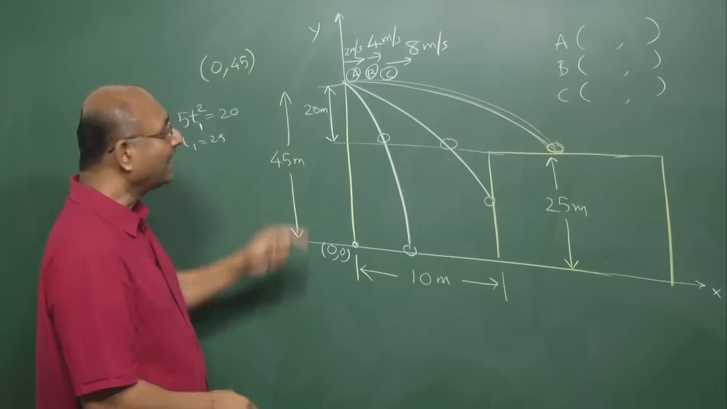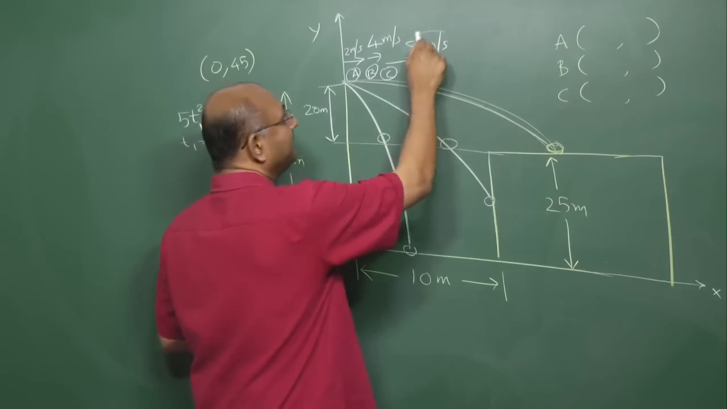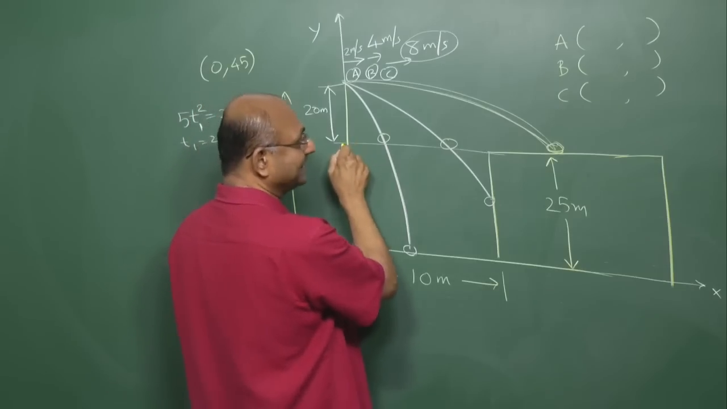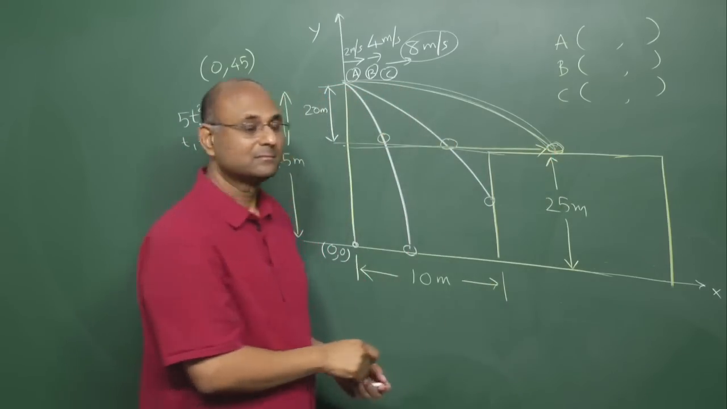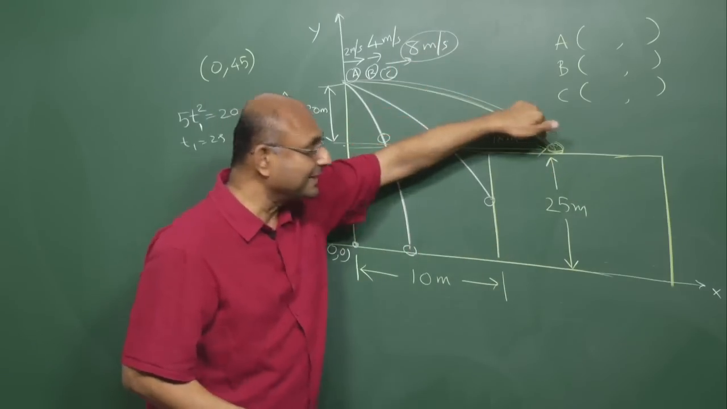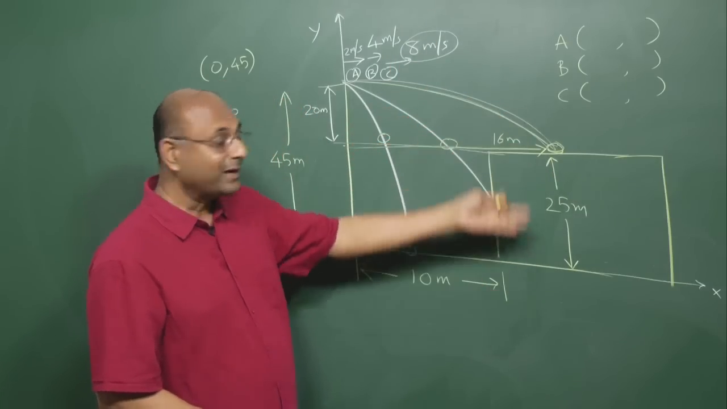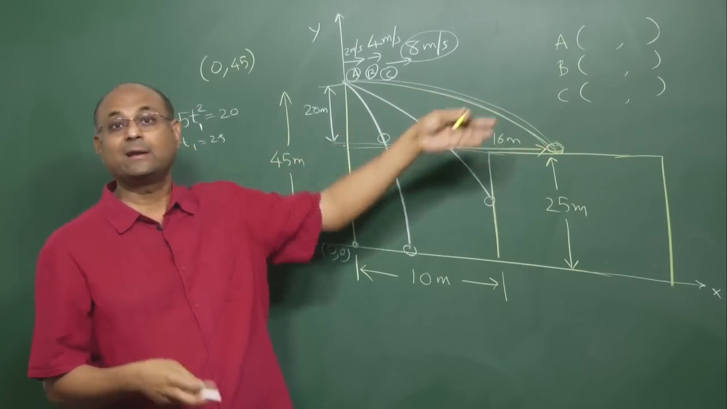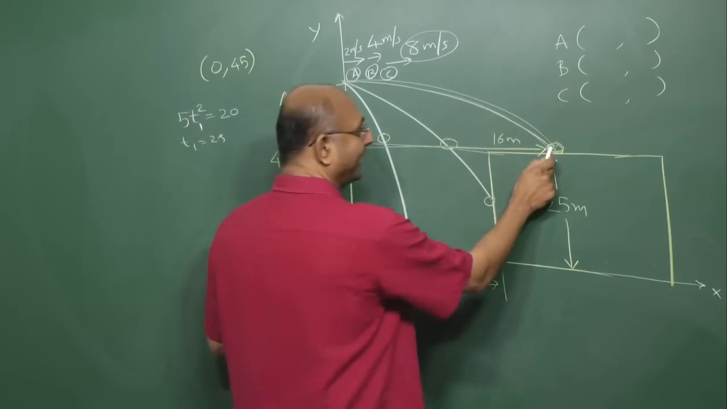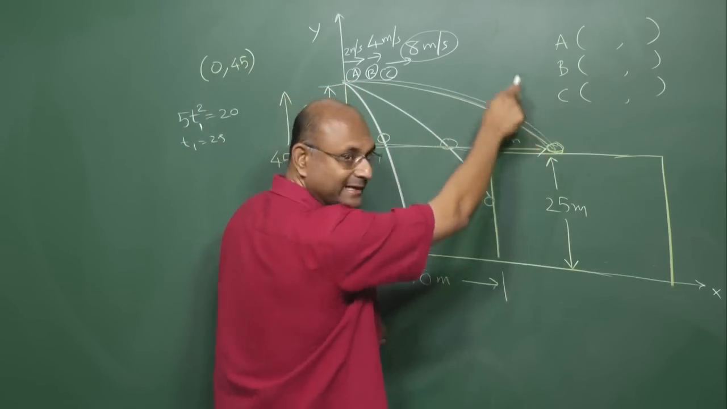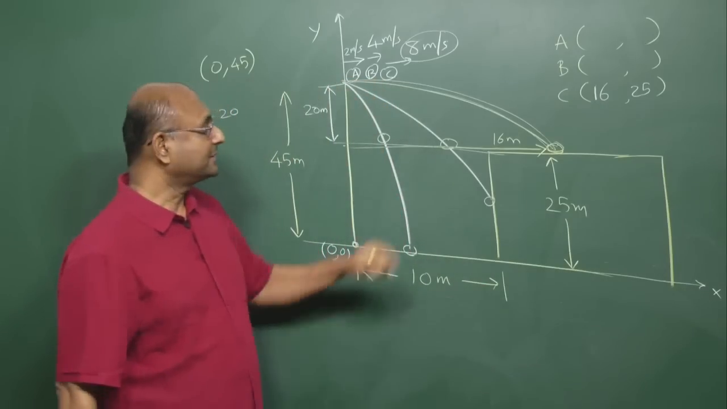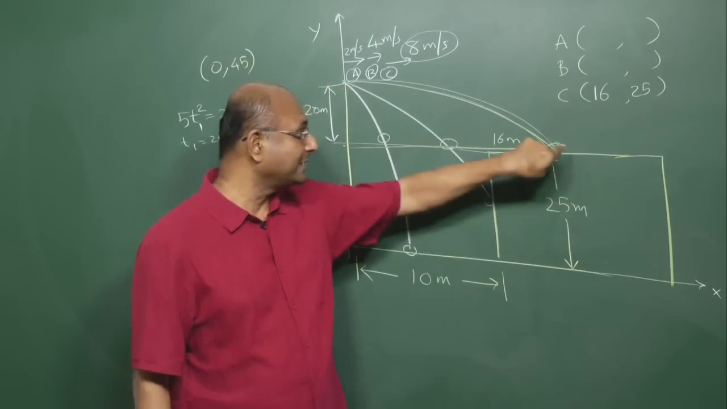So in 2 seconds, how far away does C travel? 8 meters per second into 2 seconds is how much? 16 meters. Now this is only 10 meters. So this fellow has travelled 16 meters. Correct? If it has travelled 16 meters and it has hit the top of this building, what is the x coordinate? X coordinate is 16. What is the y coordinate? 25. So C hits the roof of that building at this point, and this point's coordinate is 16 in x and 25 in y. So 16, 25 in meters. So C's coordinate wherever it hits is 16, 25. So it hits this place.